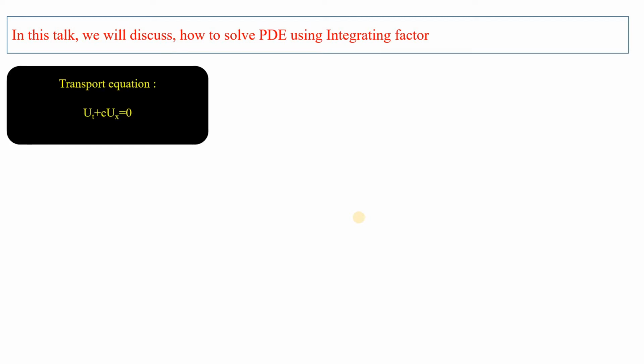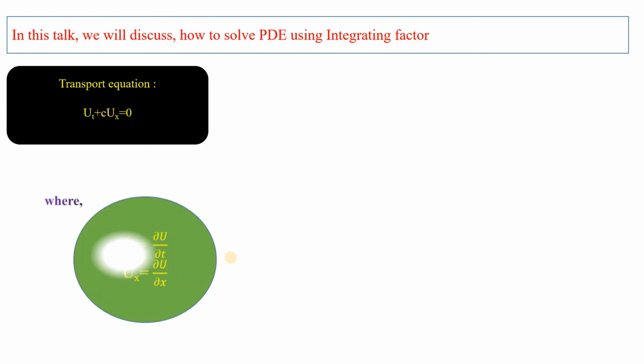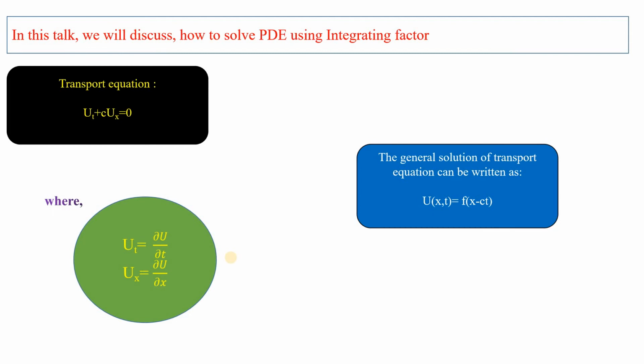A transport equation is a type of partial differential equation where the general format is u_t plus some constant c u_x equal to 0, where u_t is the partial derivative of u with respect to t, and u_x is the partial derivative of u with respect to x. The general solution of the transport type partial differential equation, u(x,t), as u is a function of x and t, is f of x minus ct, where c is the constant appearing here.